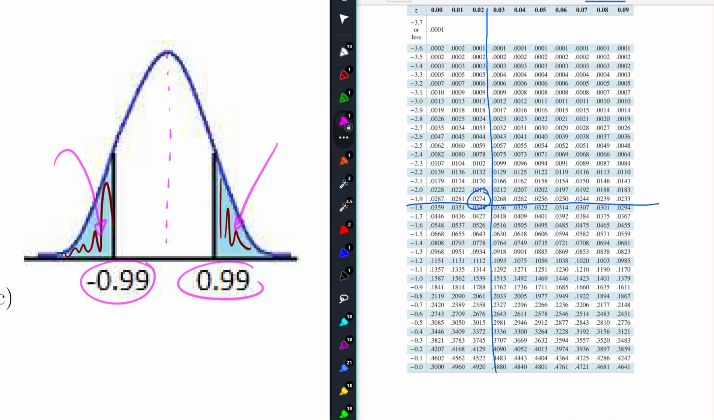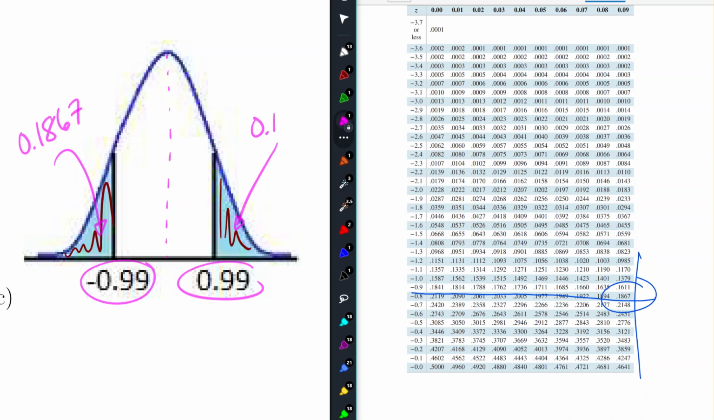Now in particular, I know the way the chart works. The chart tells me area to the left. So I want to find the chart value for negative 0.99, and then that area is what will be here to the right of positive 0.99 by symmetry. So negative 0.99, I've got my negative 0.9 row, my 0.09 column, and we see that's 0.1867. That's the same value to the right, and then 2 times 0.1867.